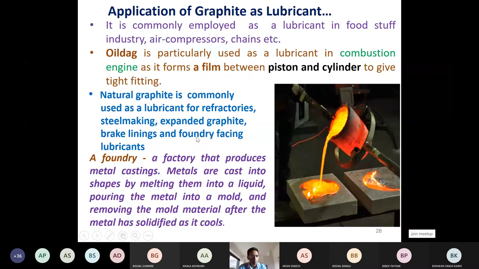In this industry, different shapes of metals are manufactured, cylindrical, box type, and in this process we have to use natural graphite. The different types of metals are produced by metal casting. Metals are cast into shape by melting them into liquid and pouring the metal into a mold. They then remove the mold material after the metal has solidified as it cools.